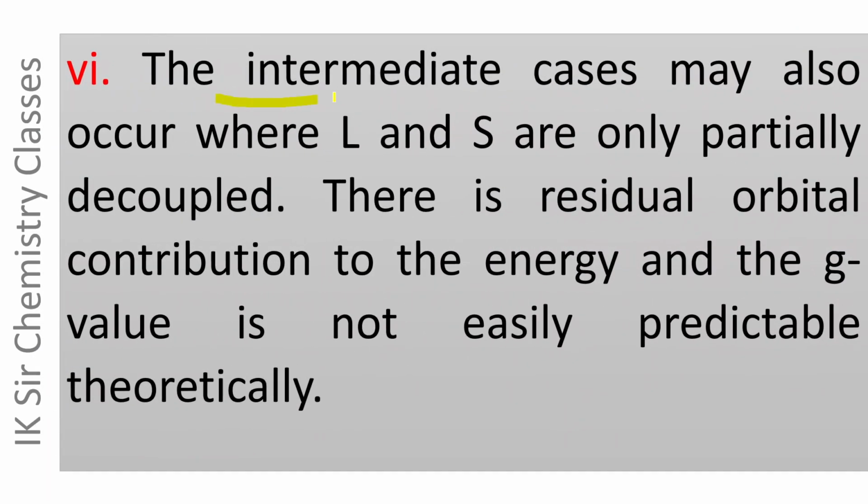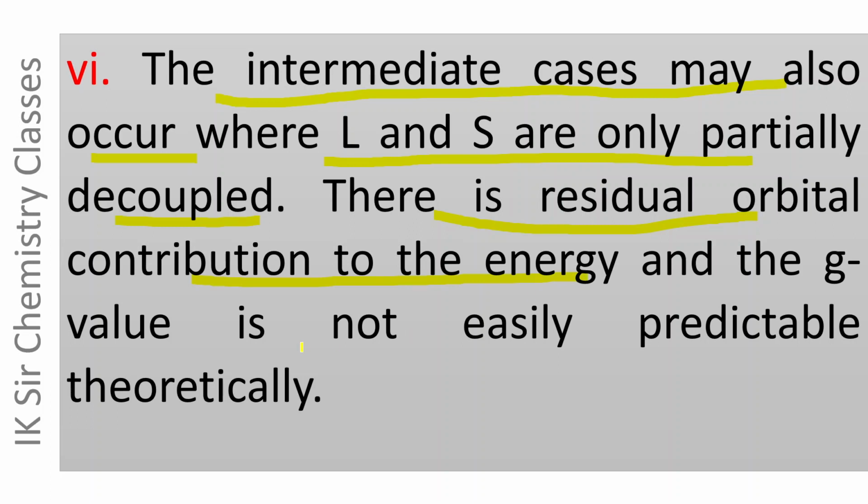The intermediate cases may also occur, where L and S are only partially decoupled, not completely decoupled. There is residual orbital contribution to the energy, and the g value is not easily predictable theoretically in such cases. If L and S vectors are decoupled only partially, there is some residual contribution of orbital motion of electron to the net angular momentum, and the g value is not easily predictable theoretically in such cases.